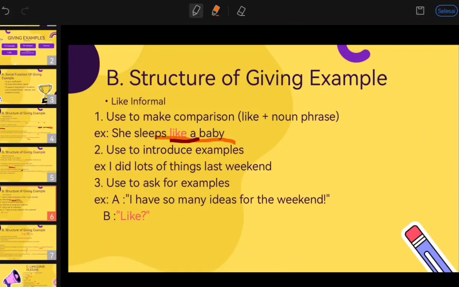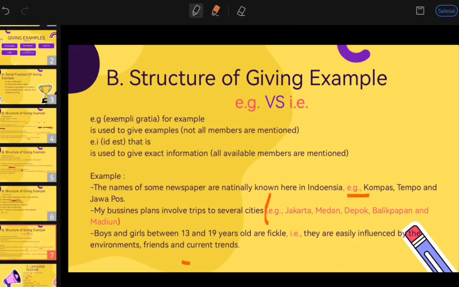Number two, used to introduce example. I did lots of things last weekend, like... Number three, used to ask for example. This is a dialogue. A says, I have so many ideas for the weekend. B says, like?